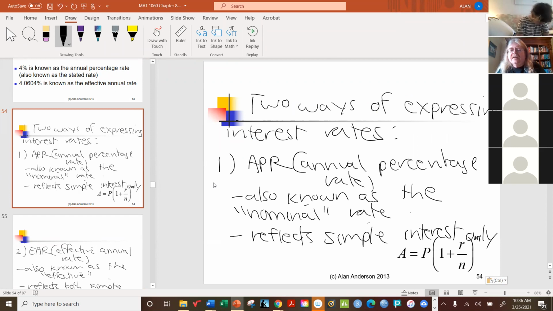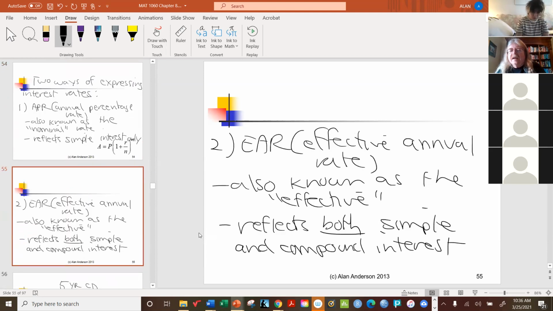Well, it turns out the next one is referred to as the effective annual rate, sometimes EAR, or sometimes it's simply called the effective rate. And this rate, unlike APR, reflects both simple and compound interest. That's an important detail, okay? Because realistically, that's the one that you need to know because it determines how much you're earning on a bank account and how much you're paying on a loan. Okay, so that's why this number matters so much.